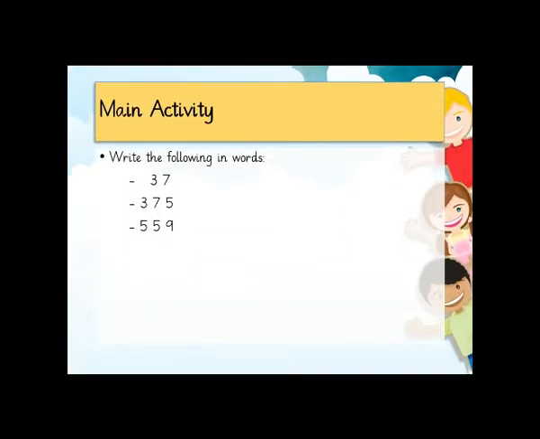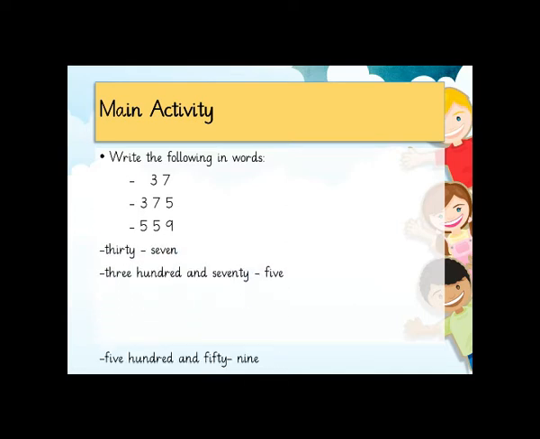Moving onwards towards the next part of the lesson, main activity. Write the following in words: 37, 375 and 559. Recalling place value is very important over here again, because until or unless you don't know the place value of the given numbers, it's not possible to write down in words. And recalling spellings is also very important. Alright, just check your answers for correct spellings as well.